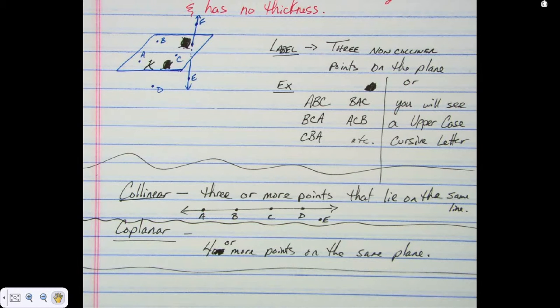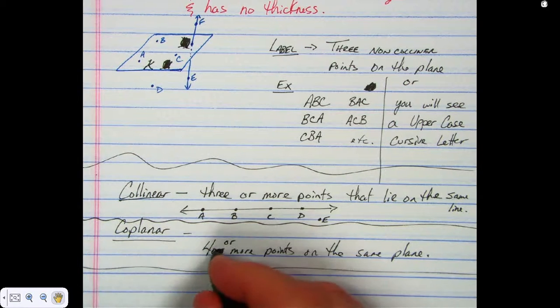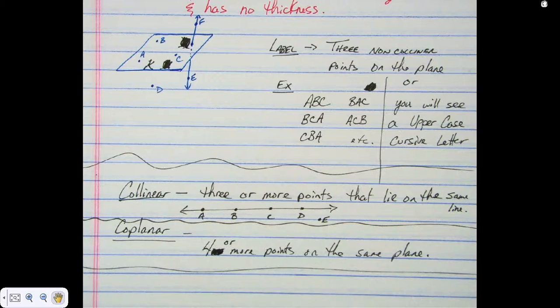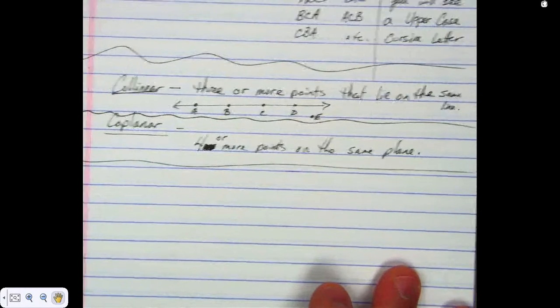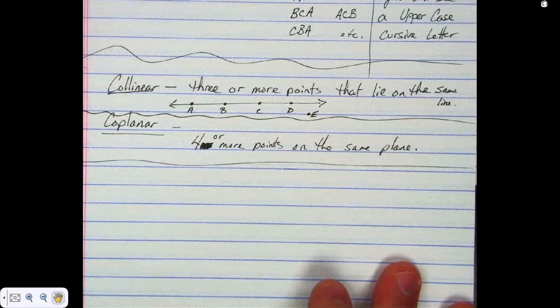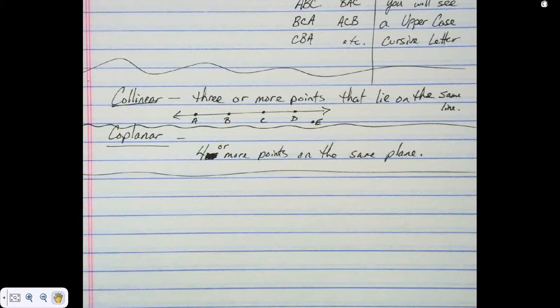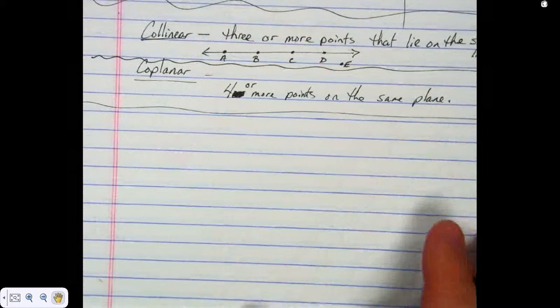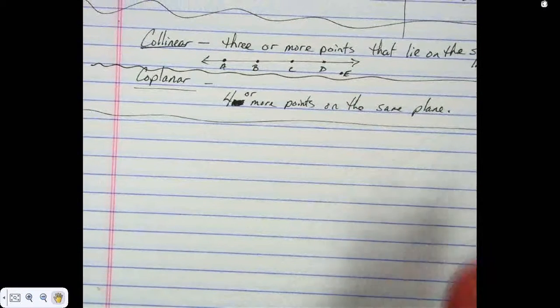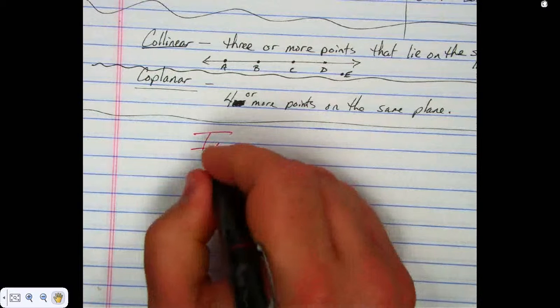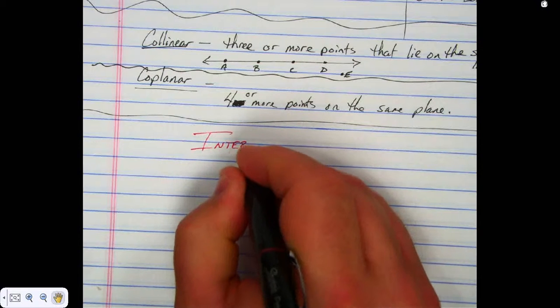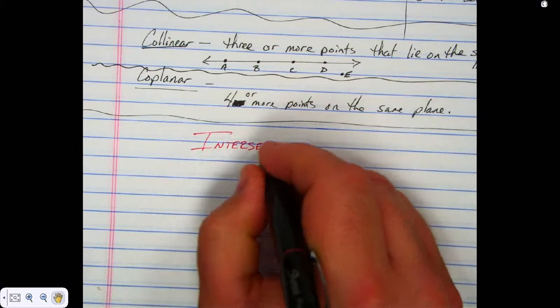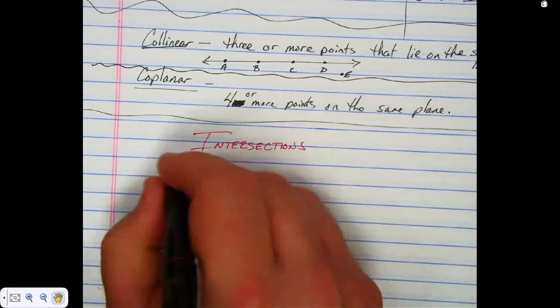Okay? What does that say? 4 or more on the same plane. I'm going through this slow because, like I said, this is important. Last thing we're going to talk about, the intersections.